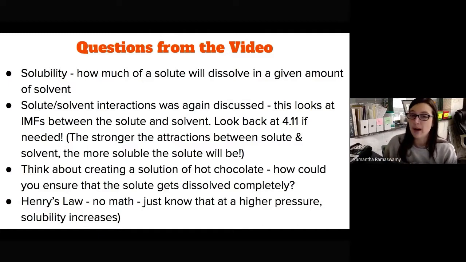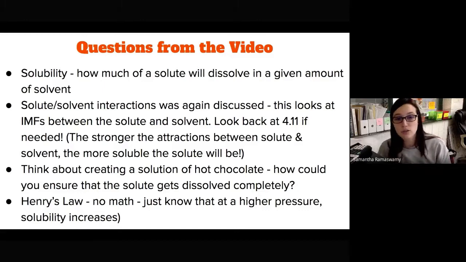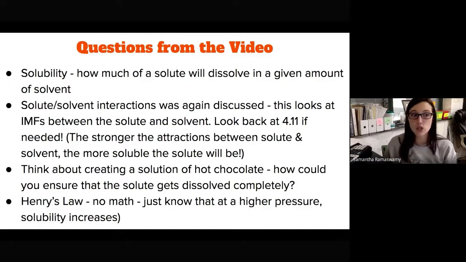But something to keep in mind is that the stronger the attractions between the solute and the solvent, the more soluble the solute will be. So when you have something like ethanol and water, they both hydrogen bond. And so that's why ethanol is more soluble than something that is not able to hydrogen bond with water. So the ethanol ethane thiol question from yesterday talked about why ethanol is more soluble in water than ethane thiol, and that was because ethanol can hydrogen bond. So the stronger the attractions between the two, the more soluble it will be because they're able to interact more.